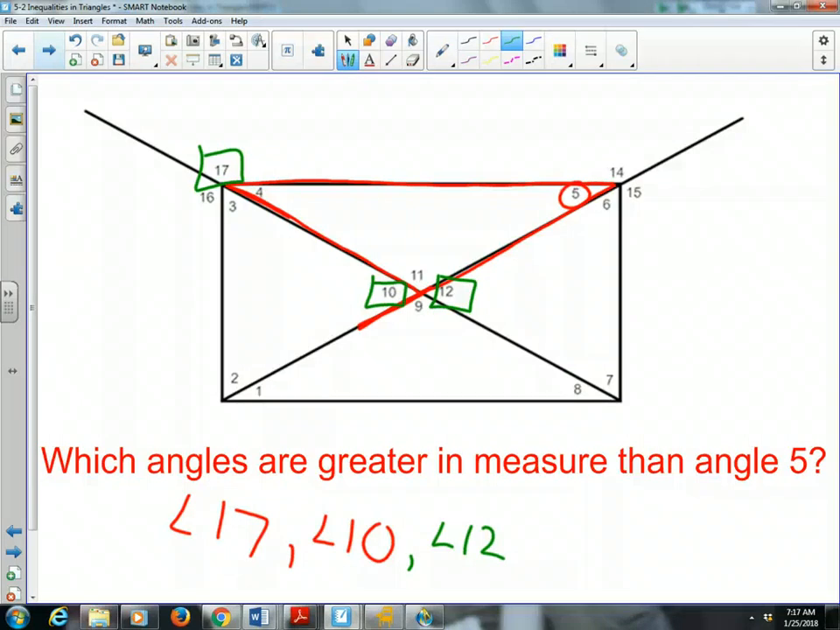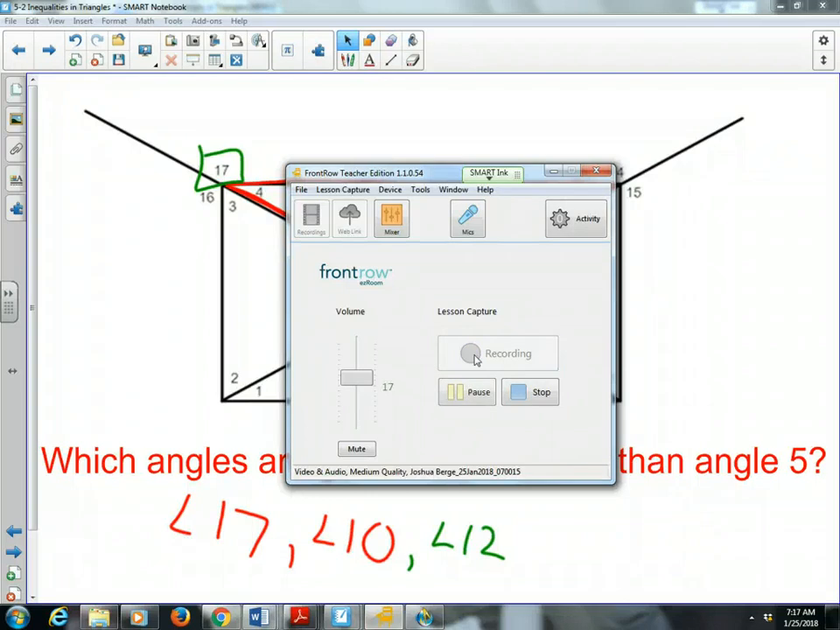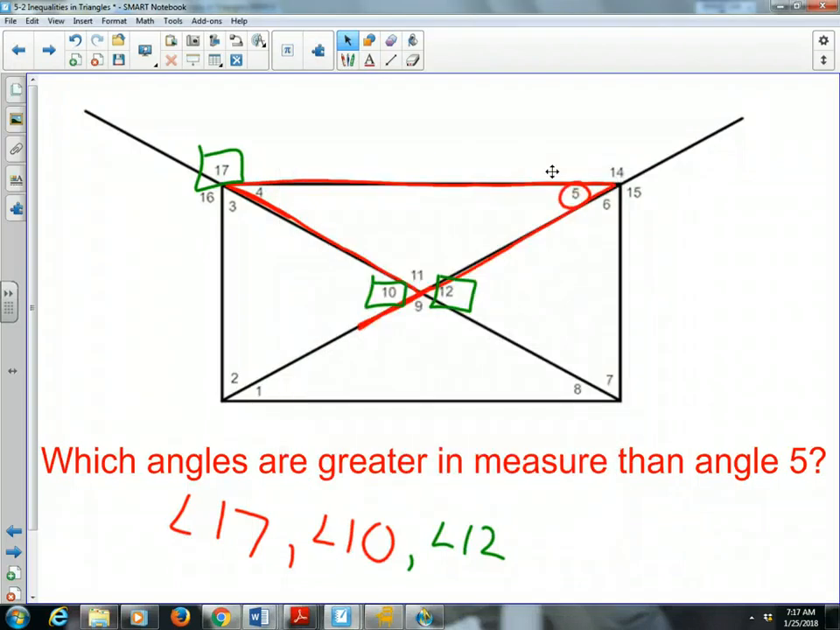So let's see. Now that we have this, let me think here. I think there's a couple more. And yes, here we go. If we have angle 10 being bigger than angle 5, and if we were to draw this triangle right here, 16 is the exterior angle where 10 and 2 are the remote interior angles. So 16 has to be bigger than 10. And if 10 is bigger than 5, then of course angle 16 is bigger than 5.